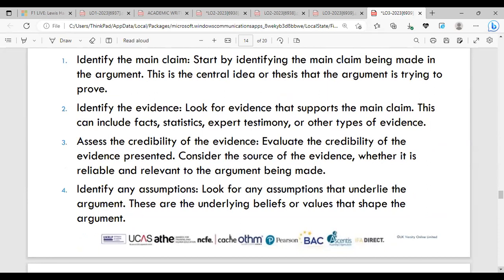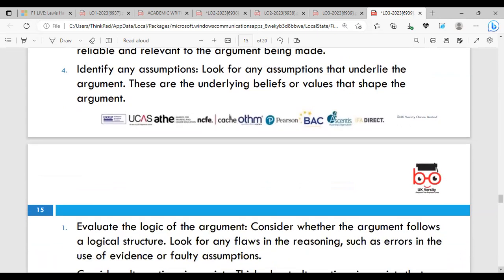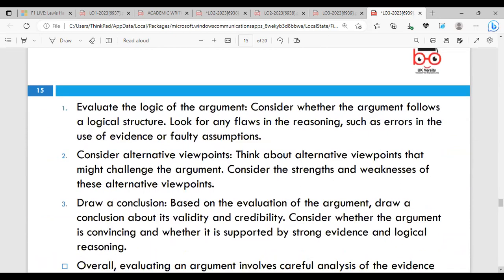Identify the evidence that supports the main claim, and these could include facts, statistics, expert testimony and so on. Assess the credibility of the evidence: evaluate whether the evidence presented is credible, and consider the source of the evidence. Identify the assumptions: look for any assumptions that underlie the argument, what we need to believe. Evaluate the logical argument and consider whether the argument follows a logical structure. Look for any flaws in the reasoning, such as errors in the use of evidence.